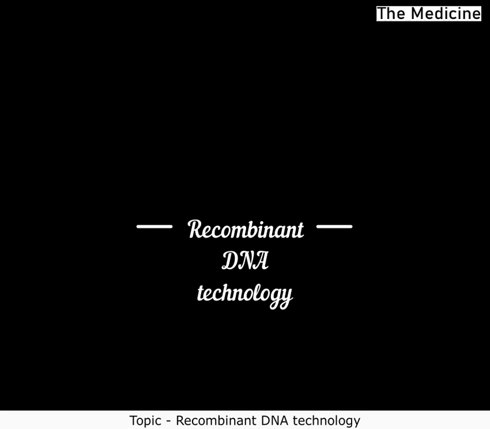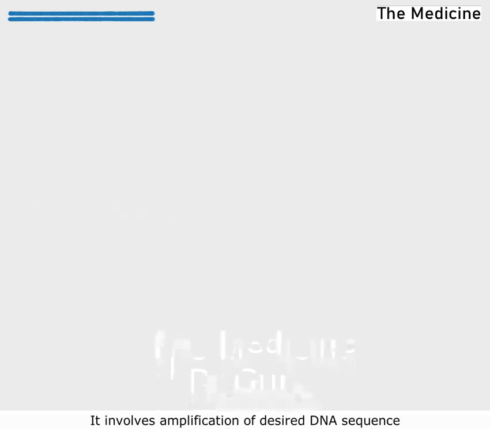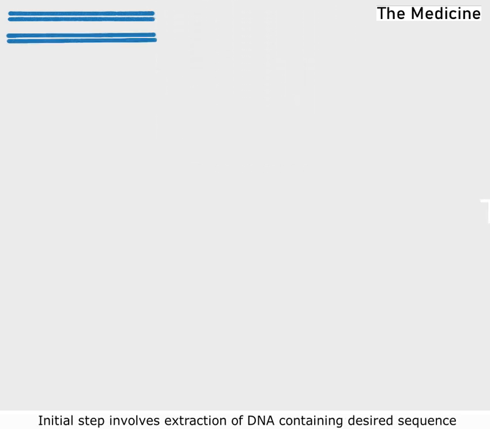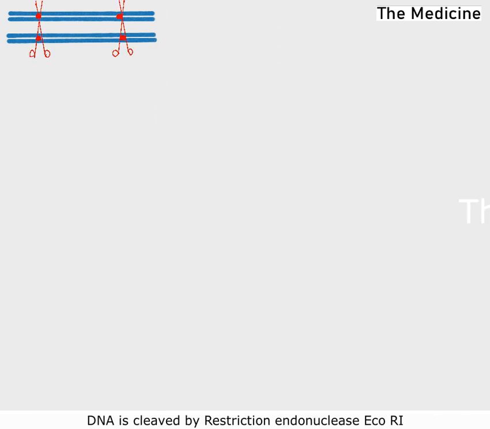Let's start the gene series. Topic: Recombinant DNA technology. rDNA technology or cloning is a form of genetic engineering. It involves amplification of desired DNA sequences. The initial step involves extraction of DNA containing the desired sequence. Let's take the insulin gene as an example for the desired sequence to clone.